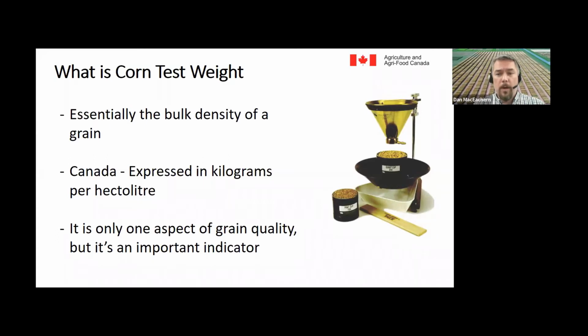And so what we do is use a Cox funnel, and we drop grain down through the funnel, filling up a cylinder of known volume, usually either half a liter or a liter. Then we take a wooden striker and we saw off the top so that the grain is flush with the top of the cylinder, and then we weigh that. And from there, we can get what is known as our test weight, and it's expressed in Canada as kilograms per hectoliter. So it's only one aspect of grain quality, but it's a pretty good indicator.